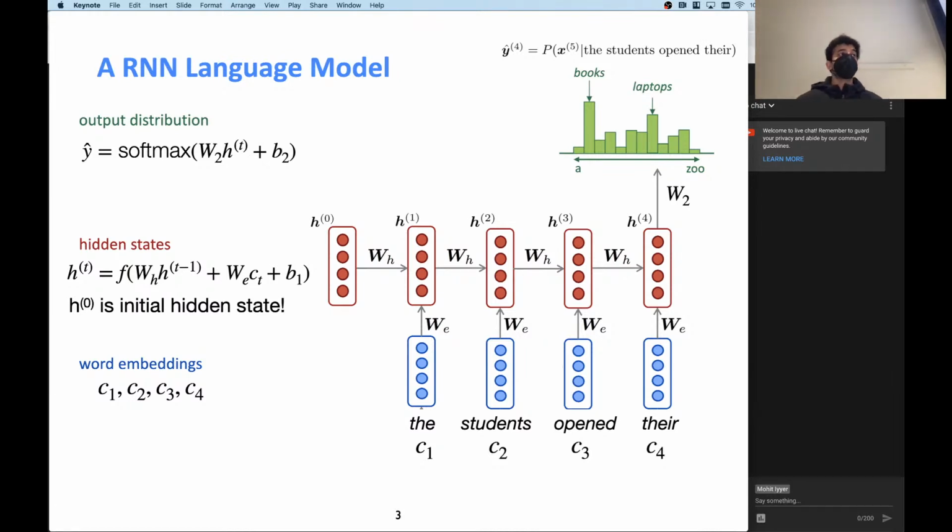So this slide we saw a couple lectures ago. It's the recurrent neural network language model. And remember that in an RNN, the computation proceeds left to right. It's as if the model is receiving one new word at every time step and updating its representation of what it's seen in the past based on this new word.